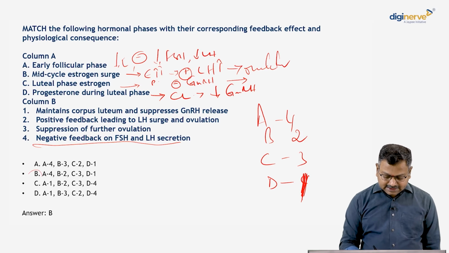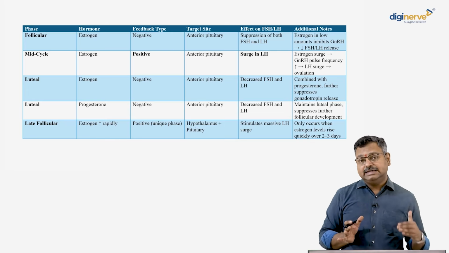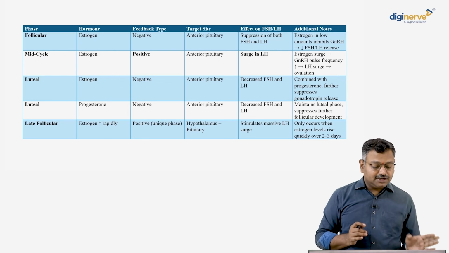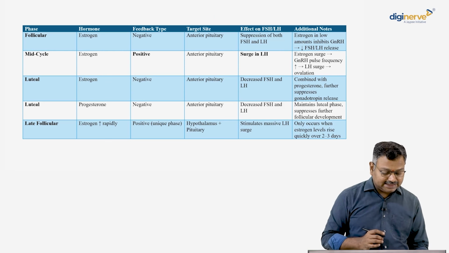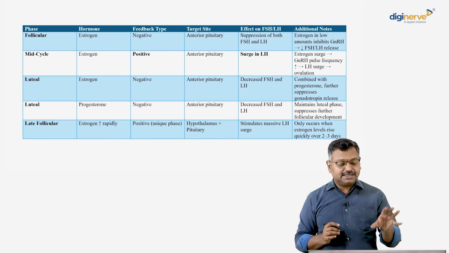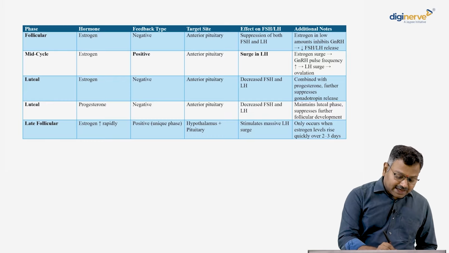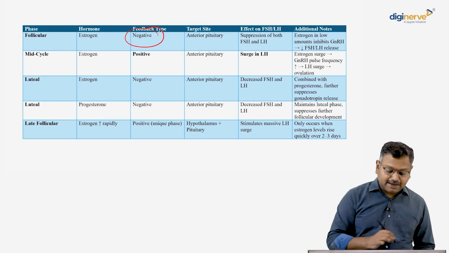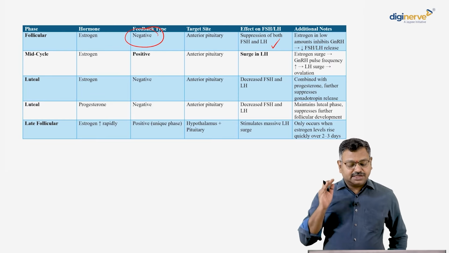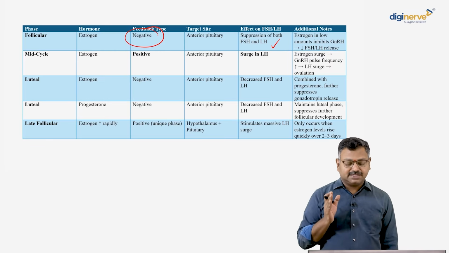So very importantly, let's overview the various phases that happen. In the ovulation cycle, you have the follicular phase, mid-cycle, luteal and late follicular phase. The hormone that is primarily present and the effect that happens are important. Remember, in the follicular phase, estrogen is low and there is a negative feedback on the anterior pituitary, resulting in suppression of both LH and FSH. So low estrogen inhibits the GnRH and the FSH-LH. Very important. That's the first phase.